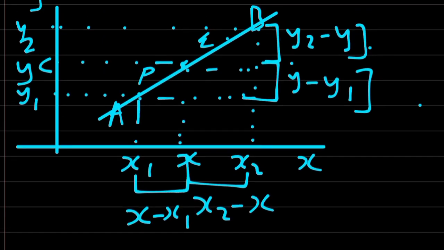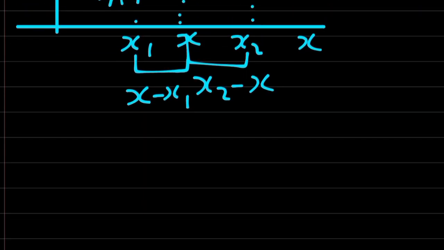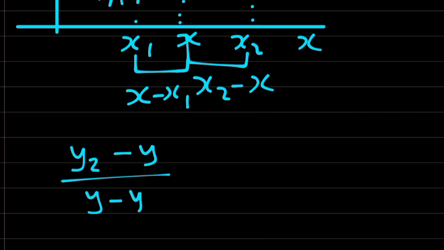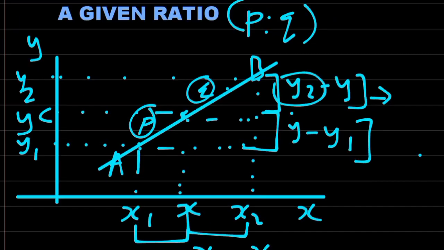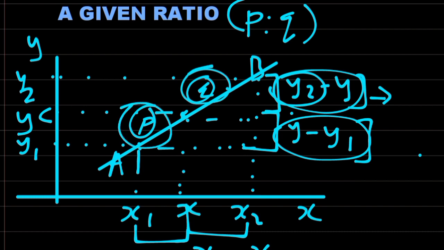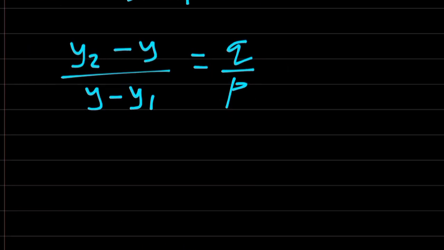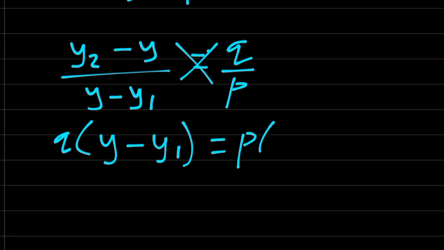Y2 minus Y, I'm referring to this particular point now. So we are going to have Y2 minus Y over Y minus Y1 is equal to Q over P. The whole of this ratio is equal to the ratio of this over this. All we are looking for here is Y. We want to get the relationship between Y, the ratio of division, and the rest. Okay, let's cross multiply. Q into bracket Y minus Y1 is equal to P into bracket Y2 minus Y.